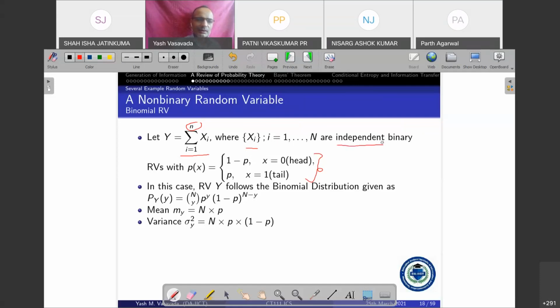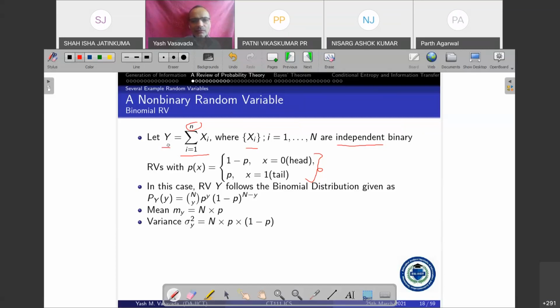What is independence? Let us wait for a few more slides. We will try to define that. But with this requirement satisfied, this variable y, which is nothing but the summation of these binary random variables, becomes the binomial random variable.